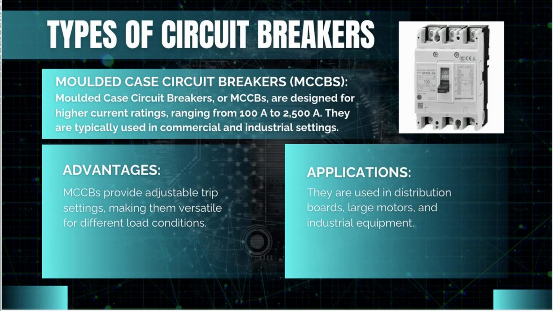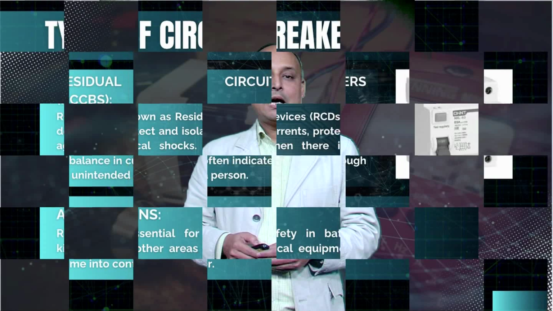They are typically used in commercial and industrial settings. Advantages: MCCBs provide adjustable trip settings, making them versatile for different load conditions. Applications: they are used in distribution boards, large motors, and industrial equipment. Residual current circuit breakers or RCCBs.